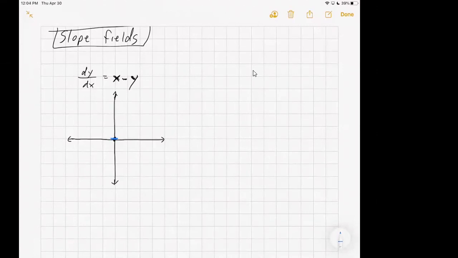Now let's go up 1. If we go up to the point right here, which is (0, 1), then the slope will be negative 1. We simply put 0 in for x and 1 in for y, and we get that the slope should be negative 1. If we go up 1 unit higher, then we're at (0, 2), so we have 0 minus 2. So our little sloping line segment has to have a slope of negative 2, all right?